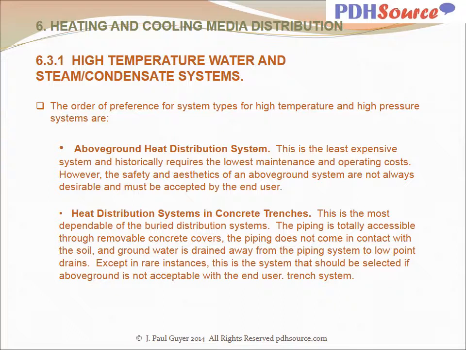Secondly, heat distribution systems in concrete trenches. This is the most dependable of the buried distribution systems. The piping is totally accessible through removable concrete covers. The piping does not come in contact with the soil, and groundwater is drained away from the piping system to low point drains. Except in rare instances, this is the system that would normally be selected if above ground is not acceptable with the user.